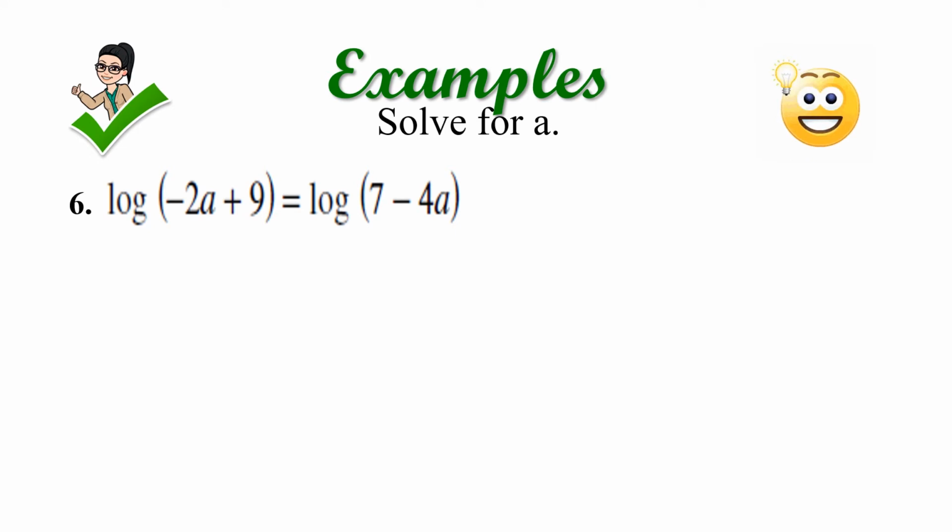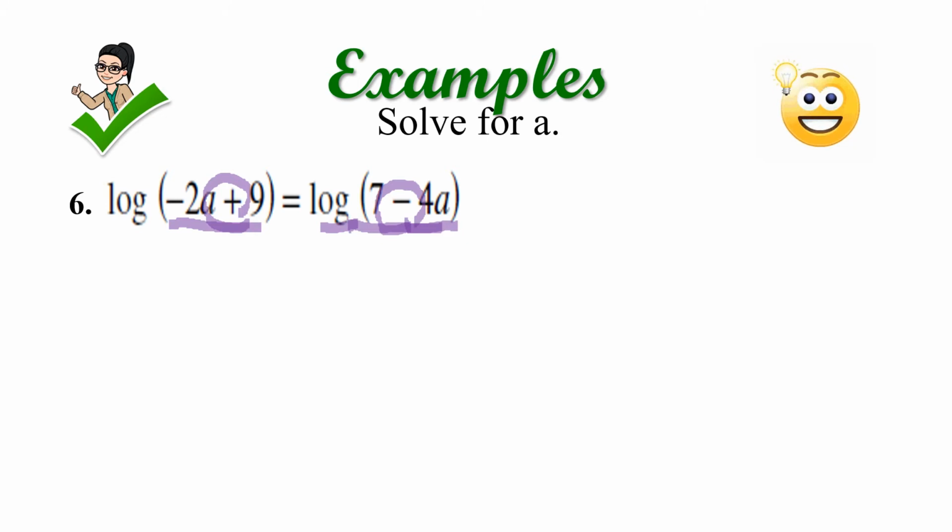Example number 6, logarithm of negative 2a plus 9 equals logarithm of 7 minus 4a. We can see addition here, but we cannot apply product rule here since both negative 2a and 9 are inside the parentheses. We can only apply the property if we have also logarithm before 9. So here also there is minus, but we cannot apply quotient rule because 7 minus 4a is considered together for logarithm here. Unless there is logarithm before 4a, then we can apply quotient rule.